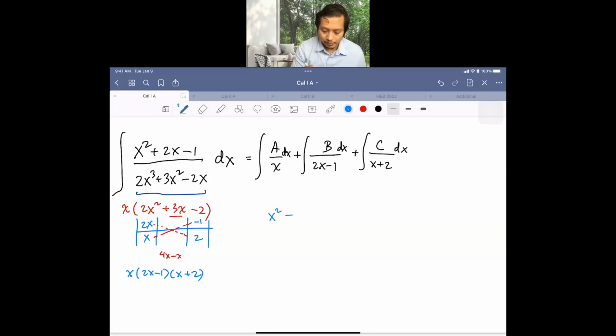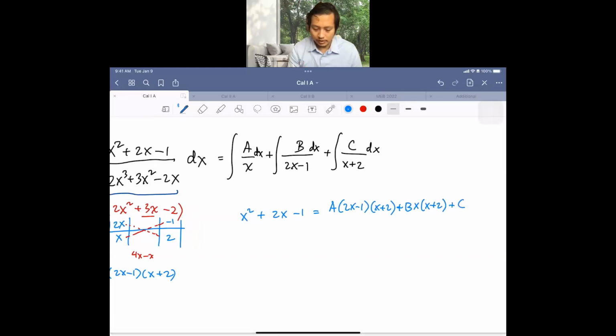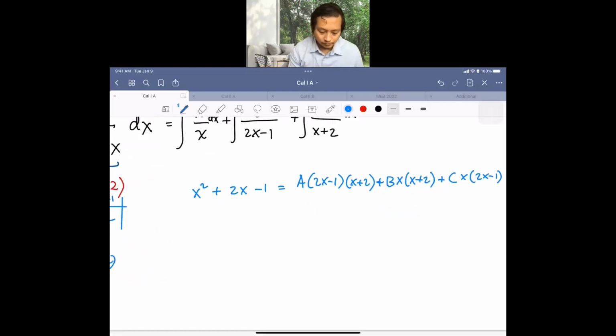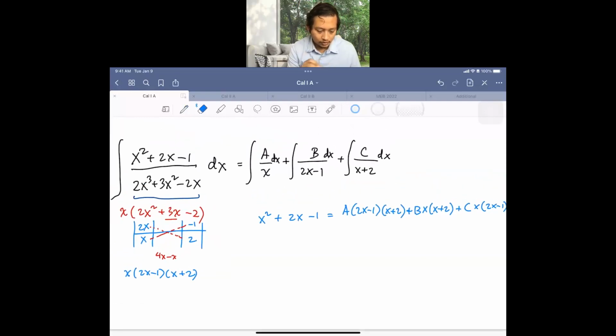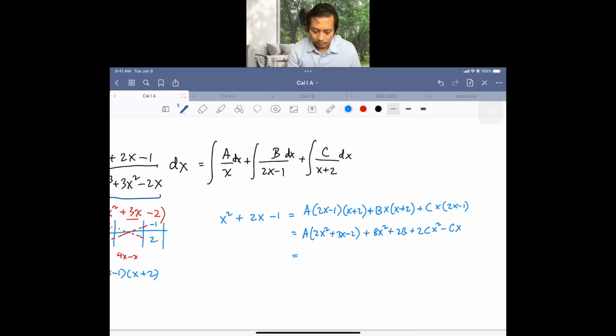writing x squared plus 2x minus 1 equal to a times 2x minus 1 times x plus 2, and then plus b times x times x plus 2, plus c times x times 2x minus 1. Okay, and then we can solve. So this will be a times 2x squared plus 3x minus 2, plus bx squared plus 2b x, plus 2c x squared minus cx. And we can combine all this.